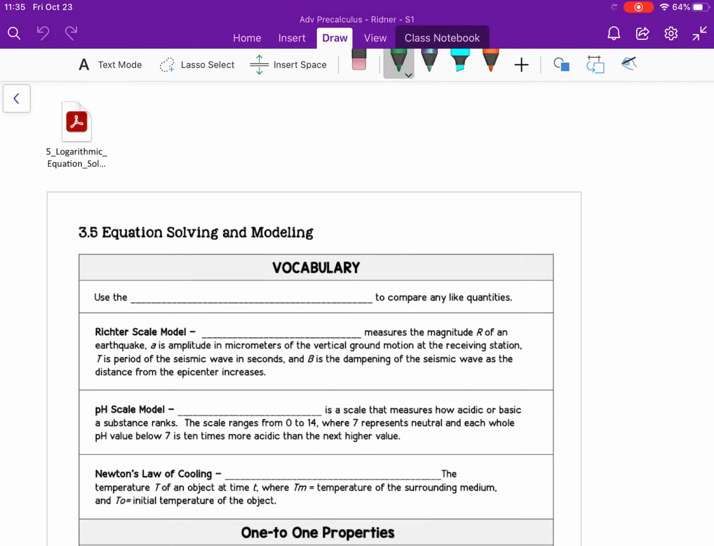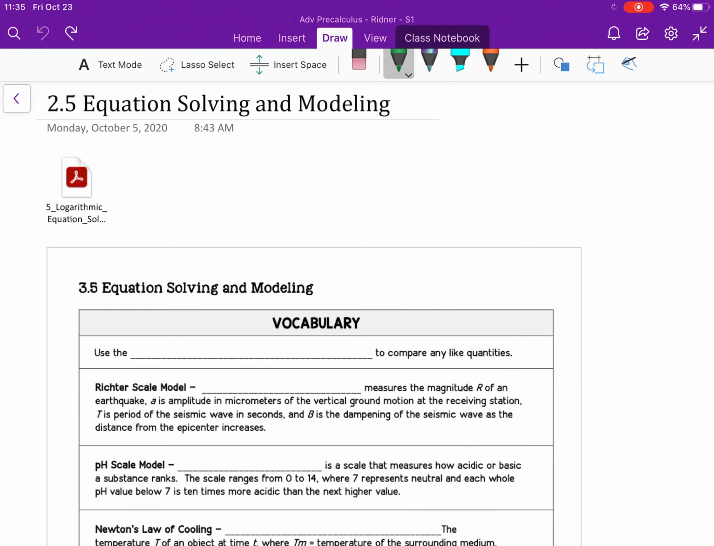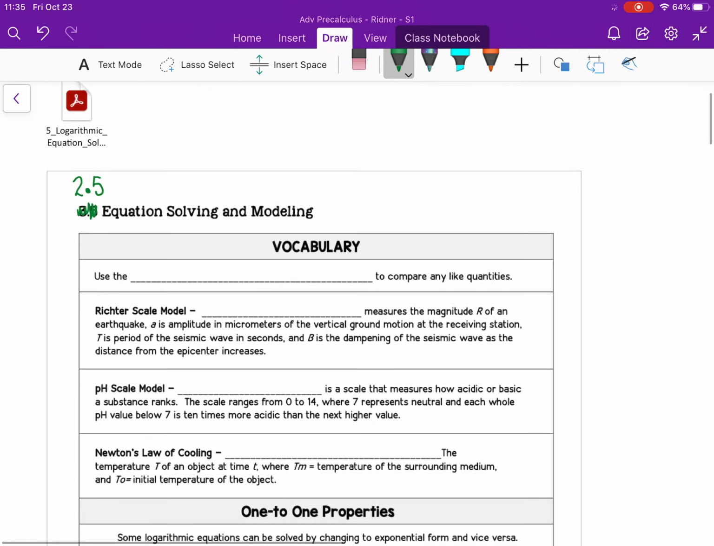Hi guys, this is actually 2.5, but remember I told you it's the third chapter in our curriculum we have. So this is also the last section before your review and test. So you will notice that you have a review due this week as well. So let's jump right in.